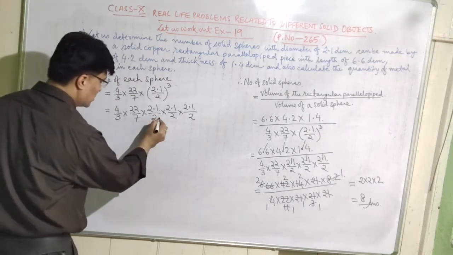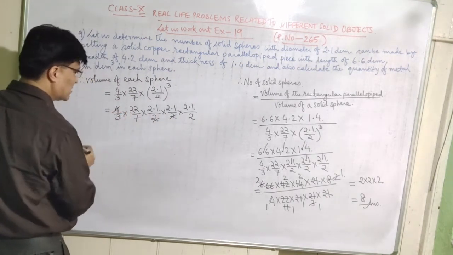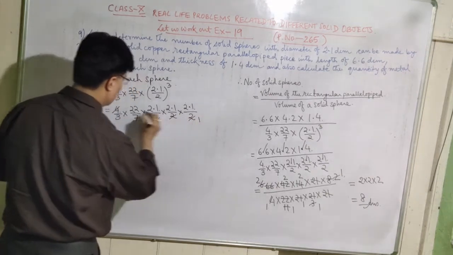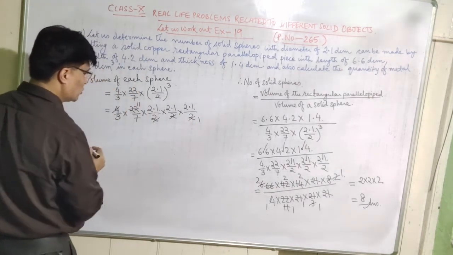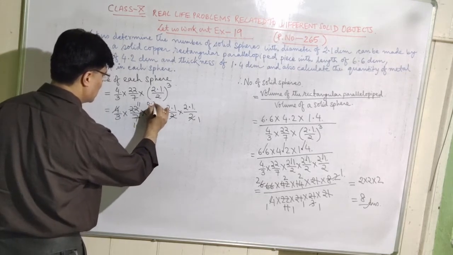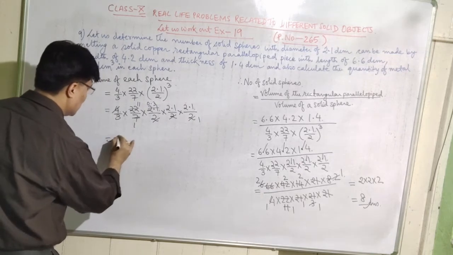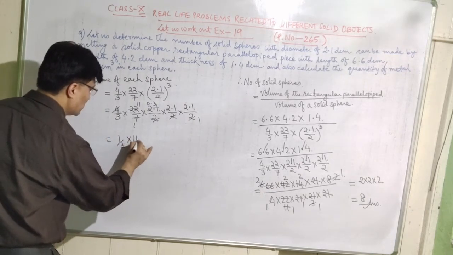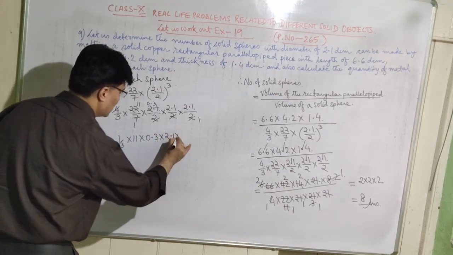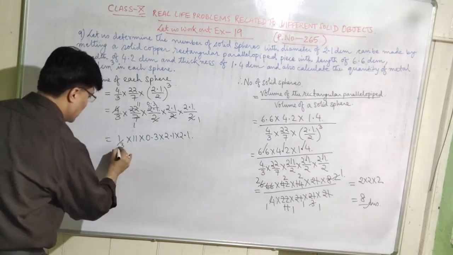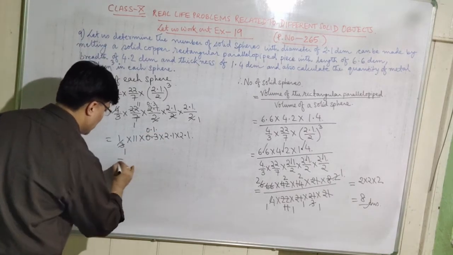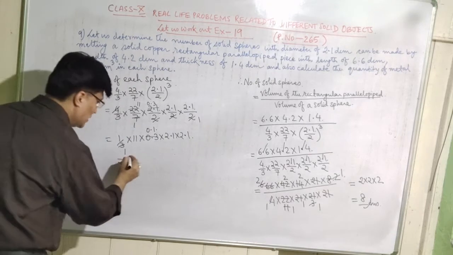Right? So this is 2 2s are 4, 4 gets cancelled. Right? So next, 2 1s are 2, 2 11s are 22. 7 1s are 7, this is 0.3. 7 3s are 21. This is equal to 1 upon 3 into 11 into 0.3 into 2.1 into 2.1. Again you can cancel here. 3 1s are 3, this is 0.1. So 11 into 0.1 is 11.